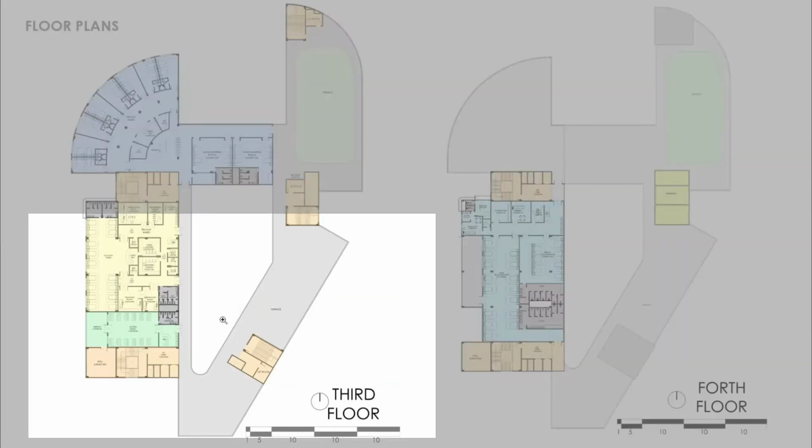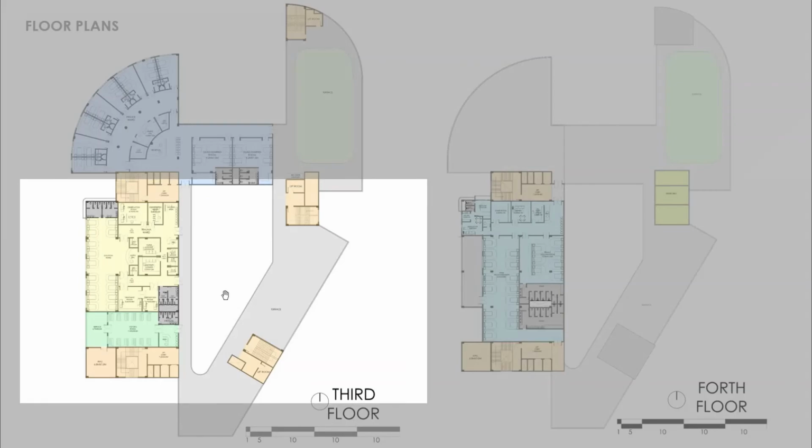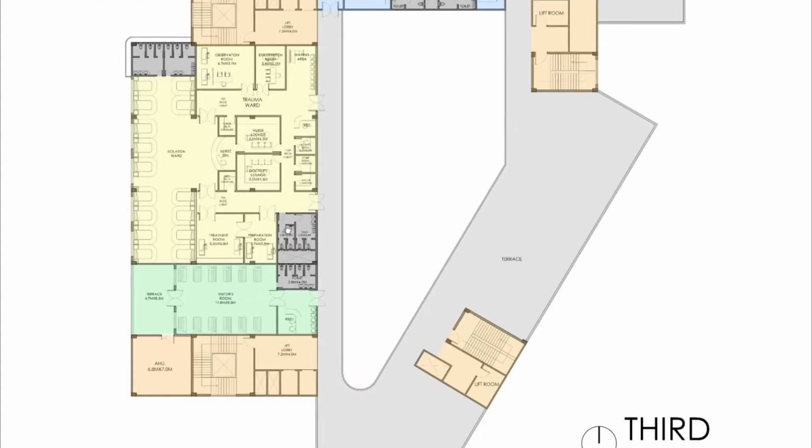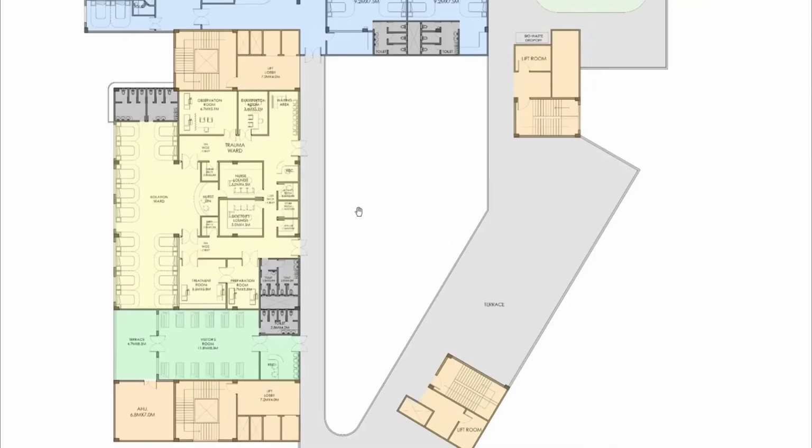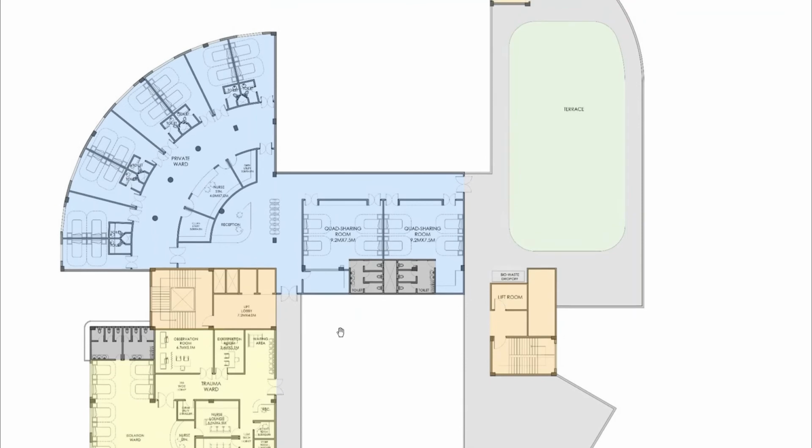On the fourth floor, we have a 15 bedded isolation ward, which has a direct access to the southern core. On the northern side, right above the service area, there is the private ward. There are dual and quad sharing bed rooms in the private ward. All the rooms have been provided with individual toilets.